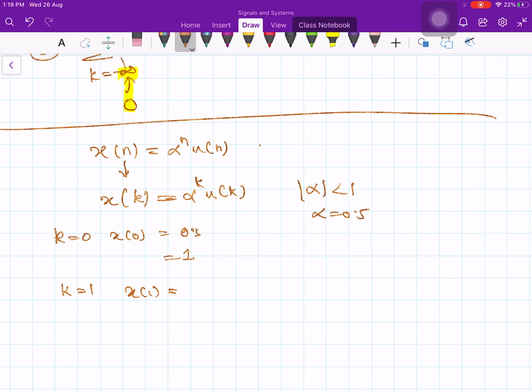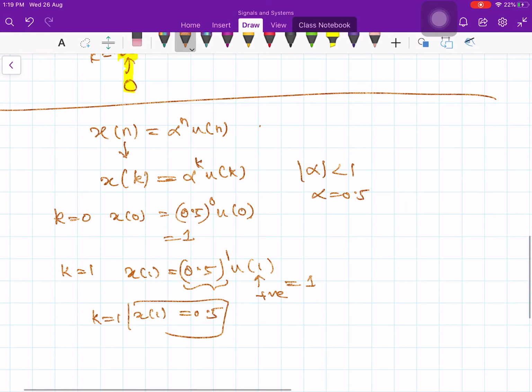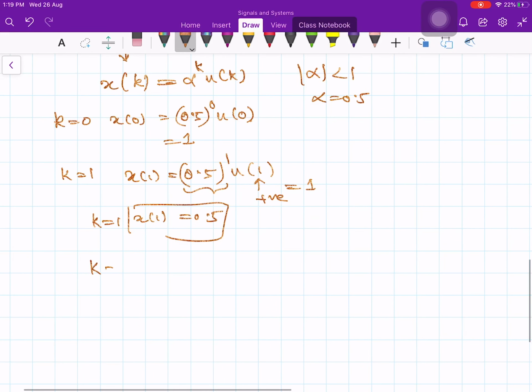Like this, 0.5 whole power 1 times u of 1. Again the argument is positive, so it leads to 1, and this one is 0.5, therefore 0.5. Second sample, when k is equal to 1, then x of 1 is equal to 0.5. If you substitute k is equal to 2, then you will get x of 2 is equal to 0.25. Now if you notice these values, then values are reducing as k increases.